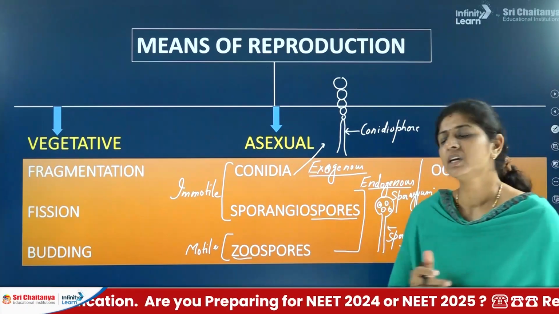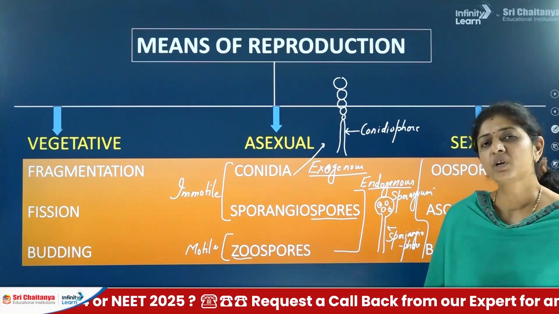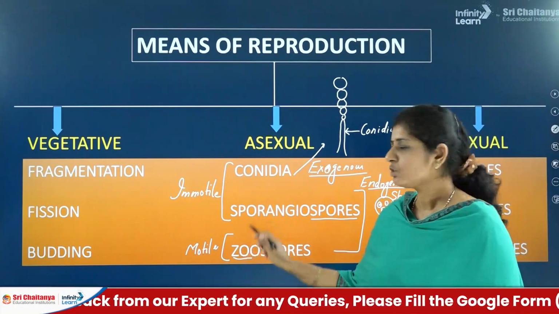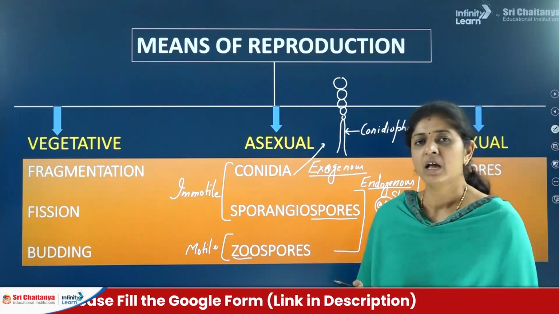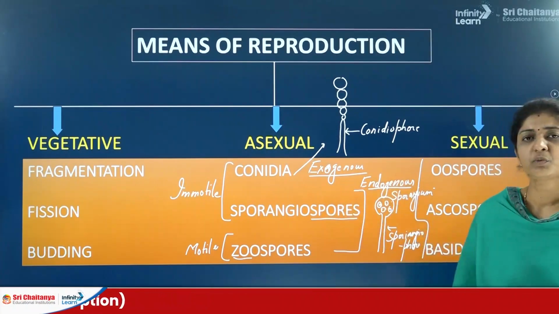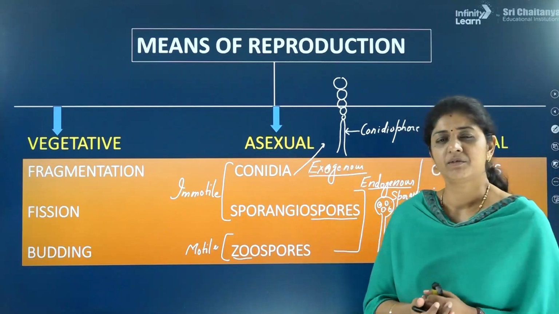I repeat, which ones will be immotile? Conidia and sporangiospores. Which will be motile? Zoospore. That name will tell you. Zoo means moving, so the rest two will not be moving; they don't have flagella. Now which ones are endogenous in origin? Zoospore and sporangiospore. And which will be exogenous in origin? Conidia. Fine.